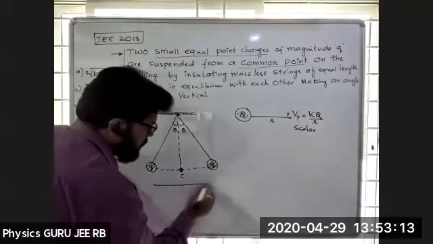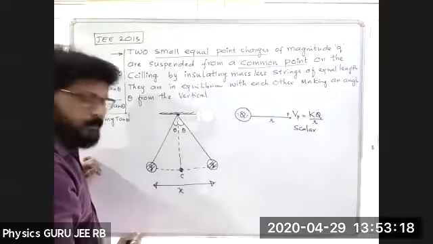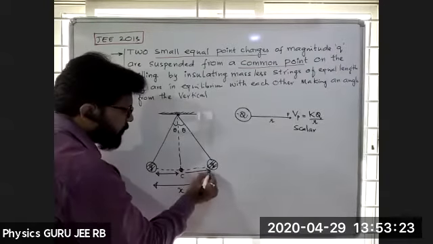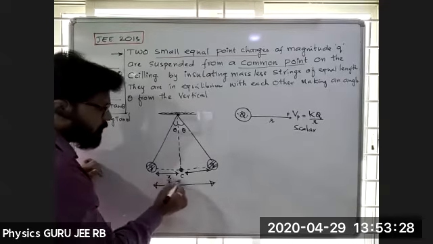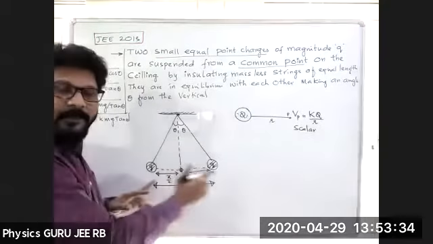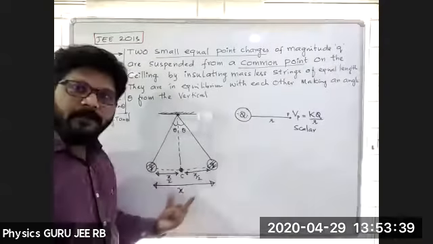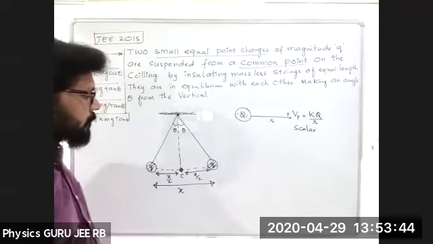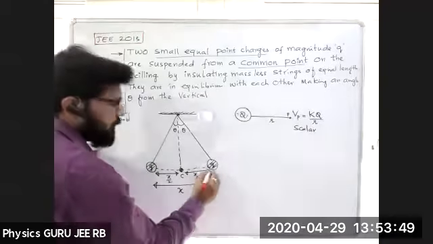They are in equilibrium, they are not coming down. Let us take this complete distance as x. Then half of the distance is x by 2, and this is also x by 2. Total distance is x by 2 plus x by 2, which is nothing but x. Clear?